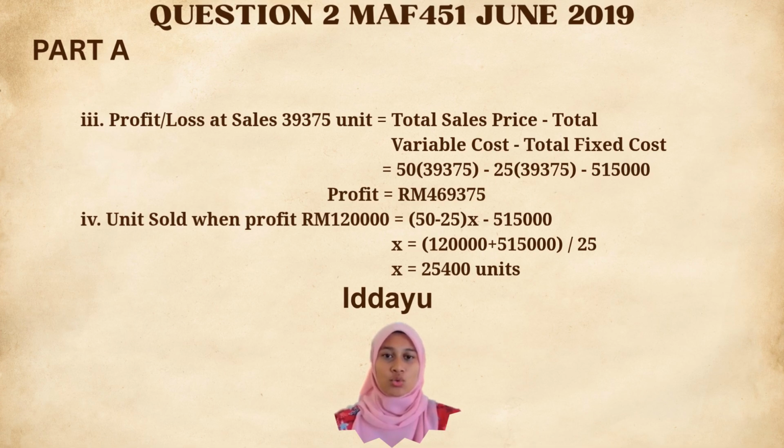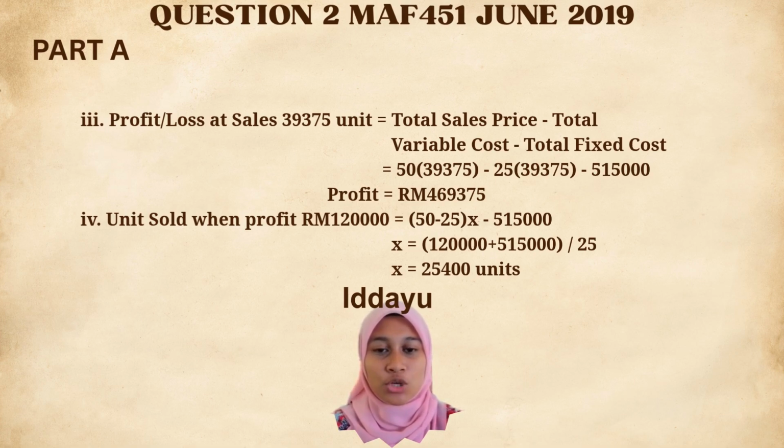To calculate the profit or loss at sales 39,375 units, you can use the formula total sales price minus total variable cost minus total fixed cost. So we get the profit at 469,375.